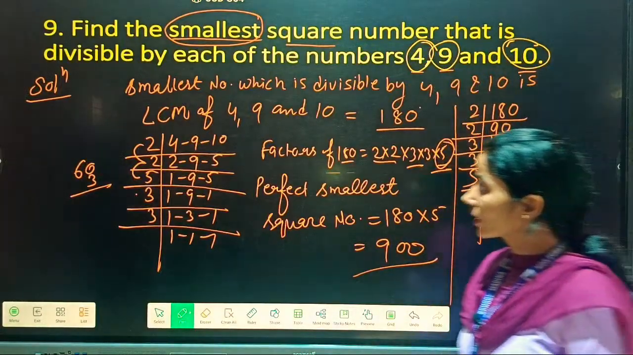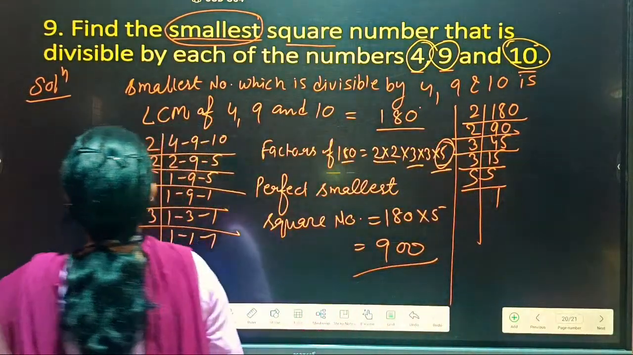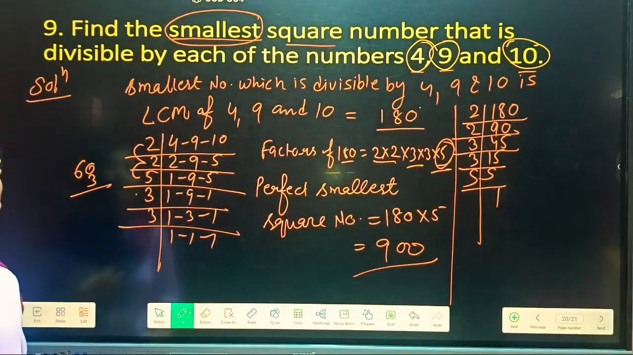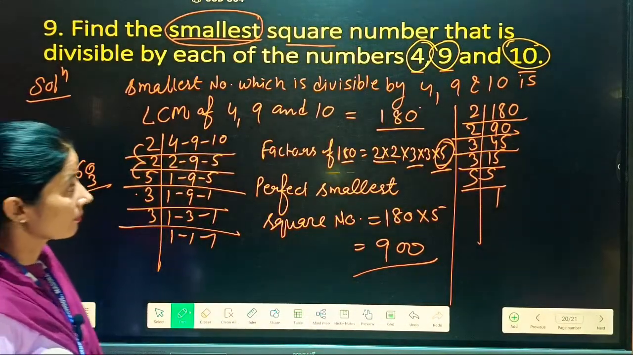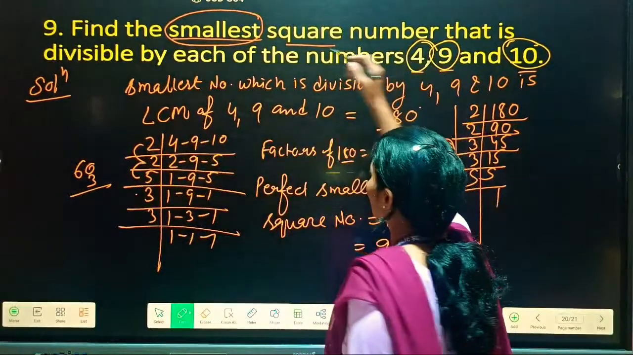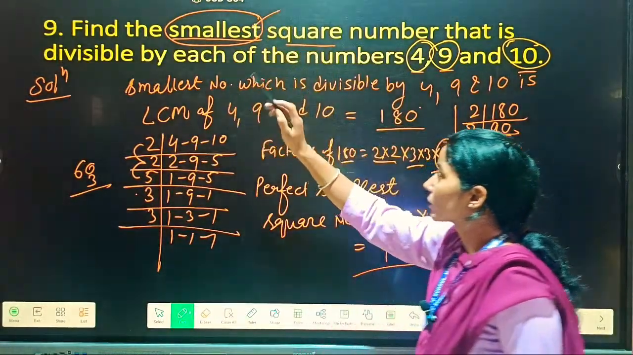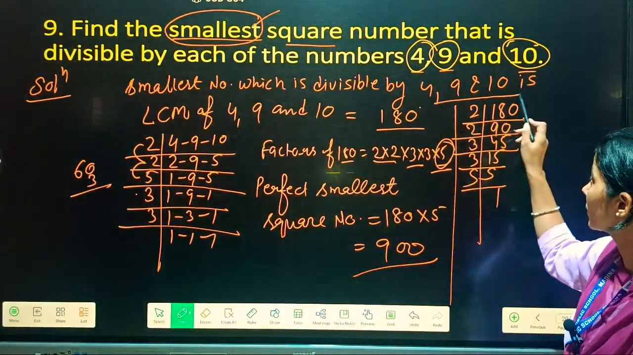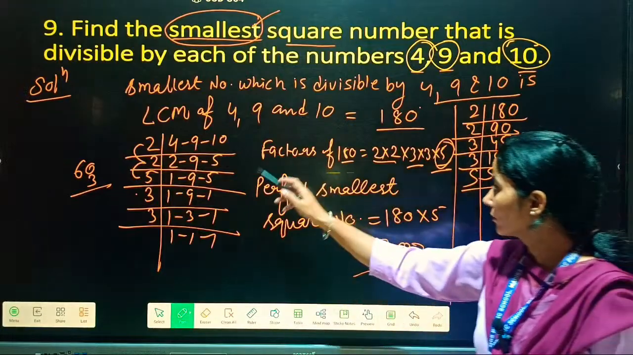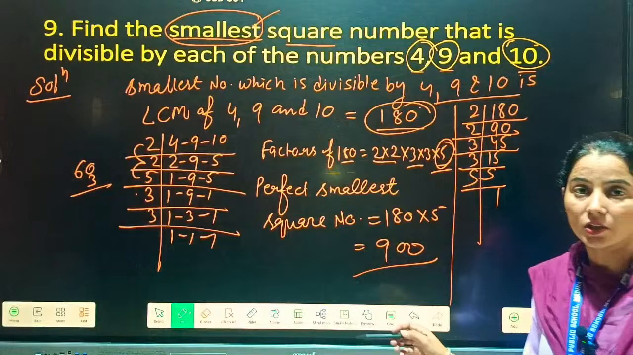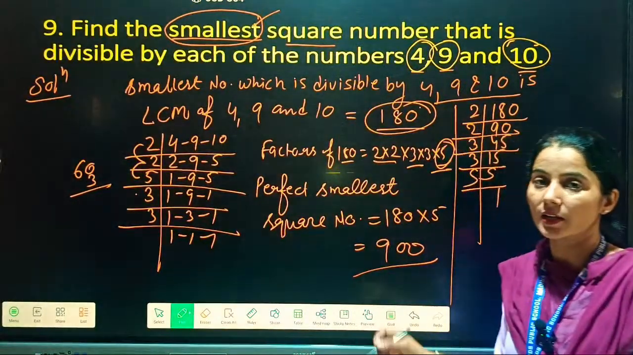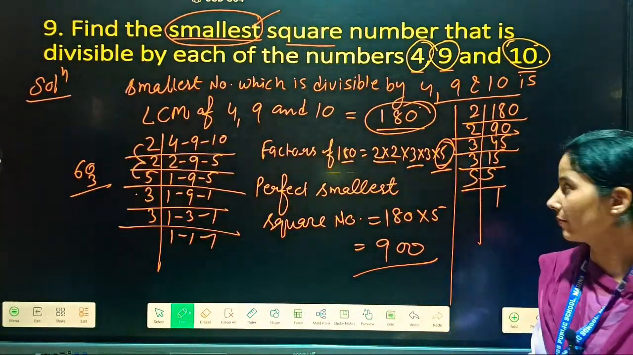Okay, let us check this question again. What was the question? Find the smallest square number that is divisible by each of these numbers. First of all, I'm going to find the smallest number, and the smallest number will be the LCM of these three numbers. And the LCM of these three numbers is 180. And now I'm going to check whether it is a perfect square or not, because I need the smallest perfect square number.